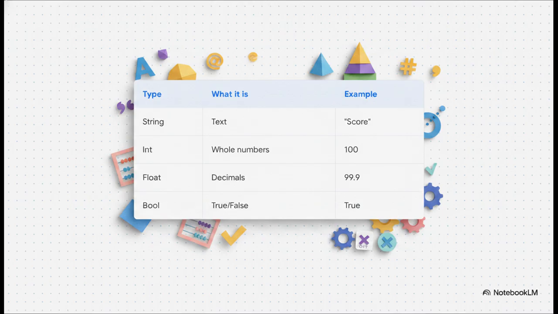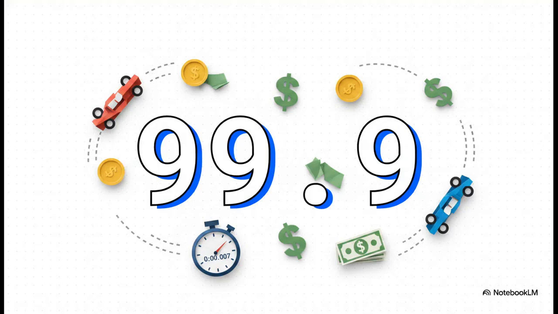First up is a string, which is just text and characters, like the word score wrapped in quotes. Next is an integer, which is a whole number, like 100. Then we have a float, which is a decimal number, like 99.9, and lastly, a boolean, which handles true or false logic.